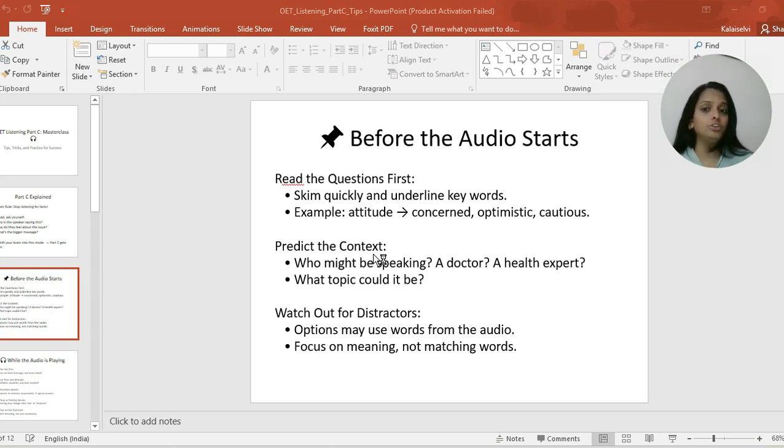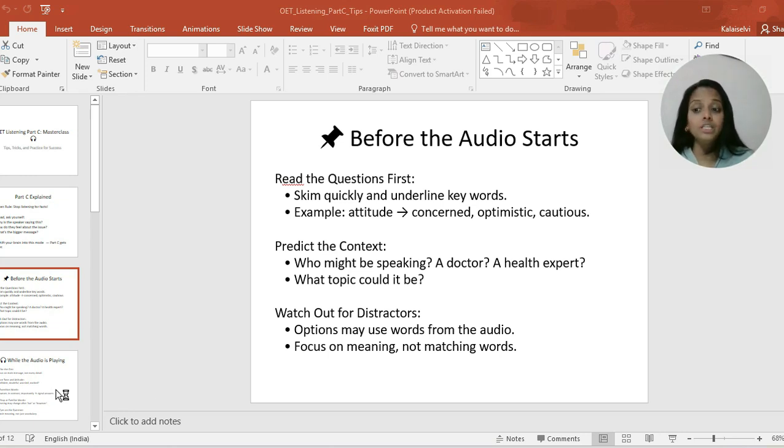And then you have to predict the context. You have to ask yourself who might be speaking? A doctor or a health expert? What could they be talking about? So, this prediction helps keep your brain active and ready. And the third one is you have to watch out for distractors. Many options use words directly from the audio, but only one matches the meaning. So, you have to prepare yourself. Don't get tricked by word matching.